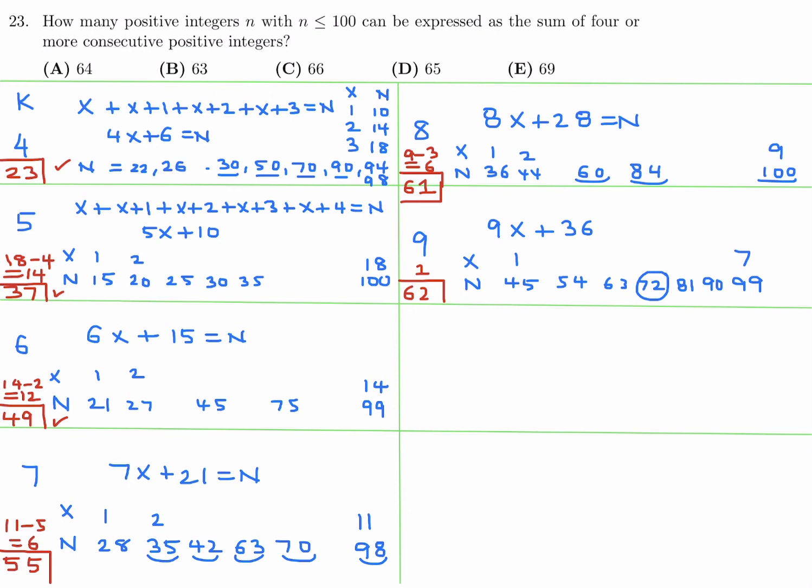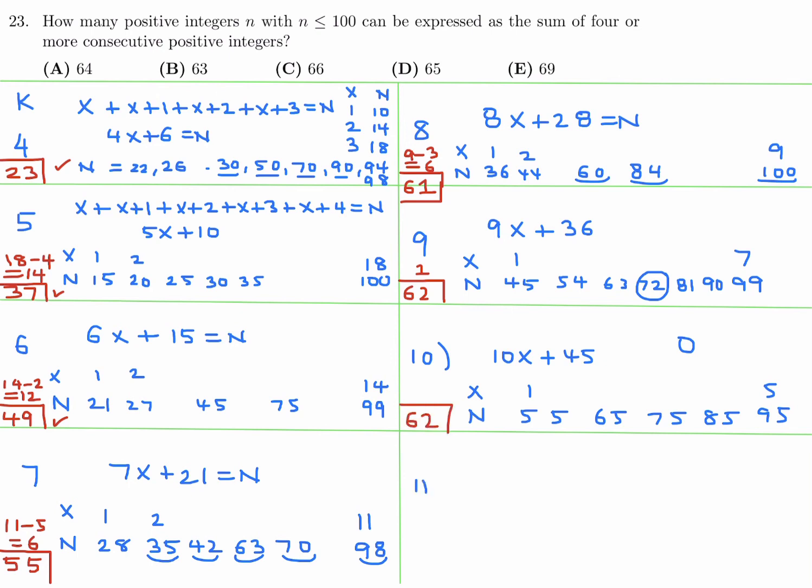Okay. For 10 consecutive digits, we get 10x plus 45. And when you make your list of x and n, you get 55, 65, 75, 85, and 95. And none of these 5 are unique, so you get 0. So our tally is still 62.